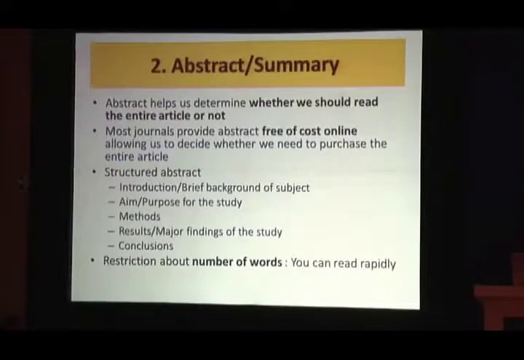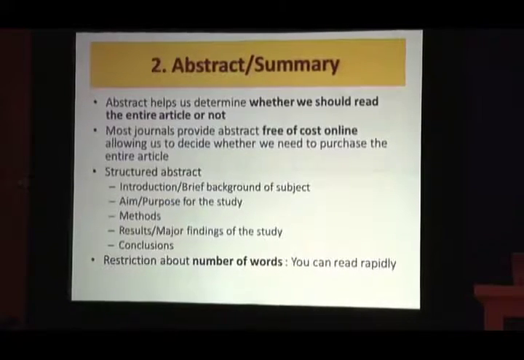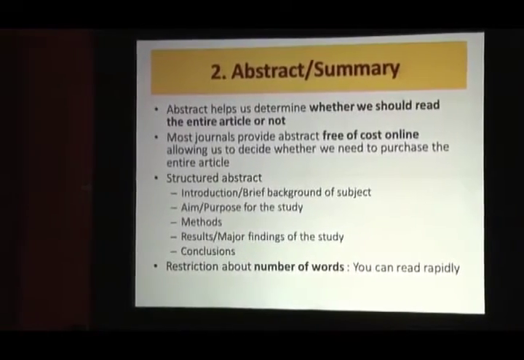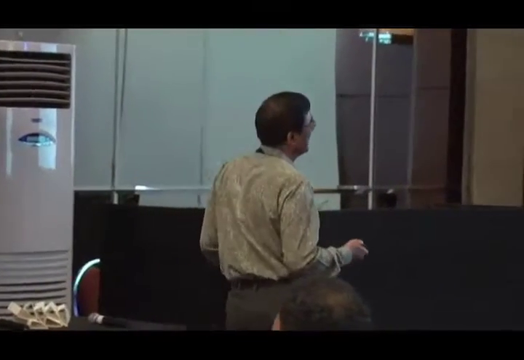The abstract helps us determine whether we should read the entire article or not. At times it may so happen that the abstract itself may tell you, okay, fine, this is what I ought to know. There is no need to now methodically go through the whole text of the paper. Most journals provide it free of cost online, and please, most journals now insist that we should write a structured abstract. That means it should have what the aims are, what the methodology is, what the results are, and what conclusions have been reached, and so on. There is always a restriction on the number of words which you have to adhere to, so that you can read it rapidly and decide how to go about it further or not.